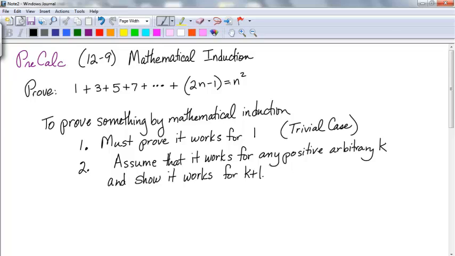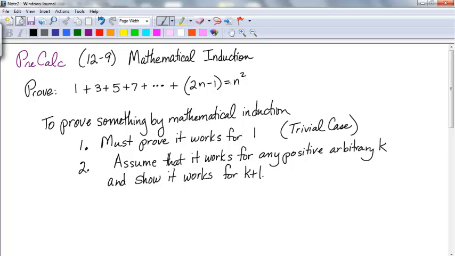A lot of authors will call this the domino effect. You can go on YouTube and find the domino videos where they set up all the dominoes and tap one and it knocks them all over. First you have to show it works for the first domino, so that would tip it over. But then if you pick any domino in there and show that it works for the next one, then it works for all of them. Some authors think of it as a ladder effect too: show that you can get on the first rung, and then from any rung you can get to the next one.